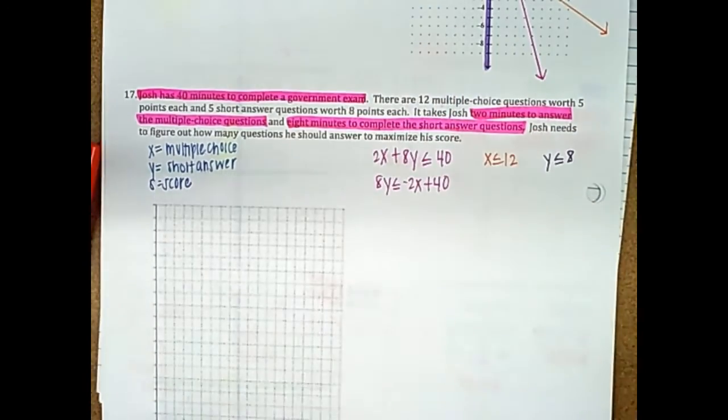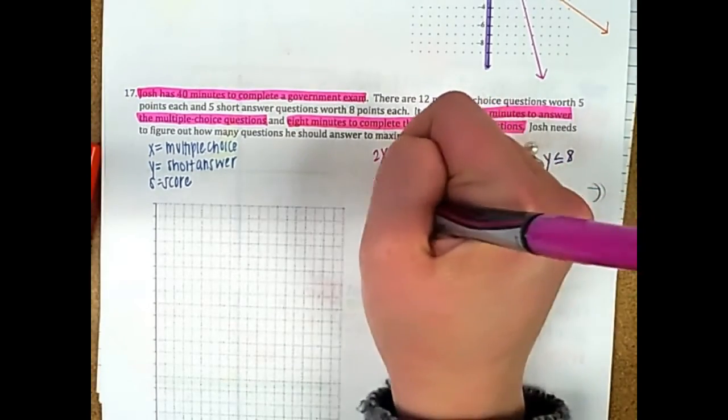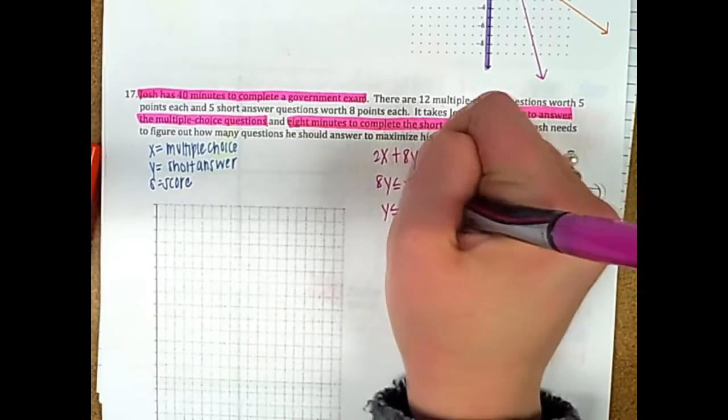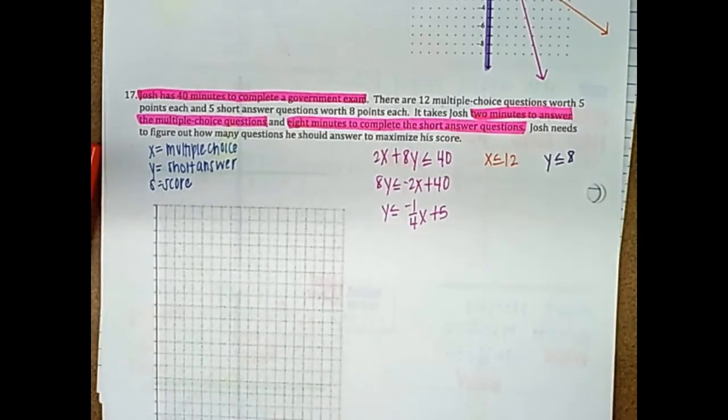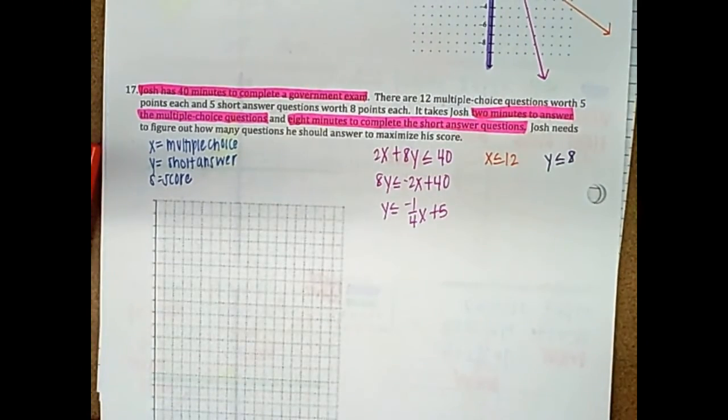So I subtracted 2x from both sides. I'm going to divide by 8. So negative 1/4 x plus 5. And then these are already kind of good to go.